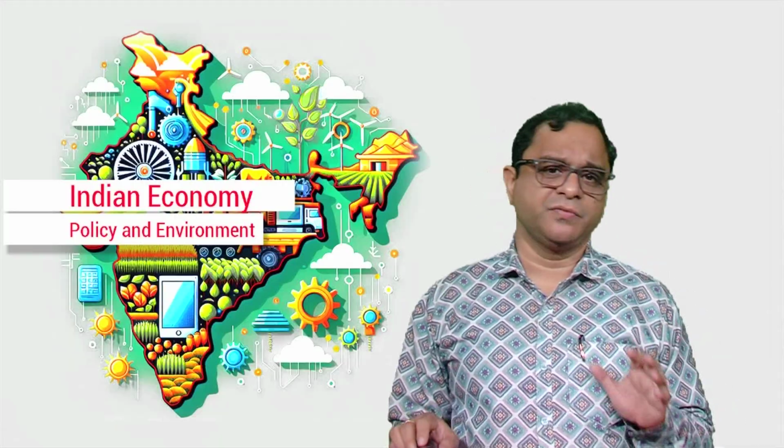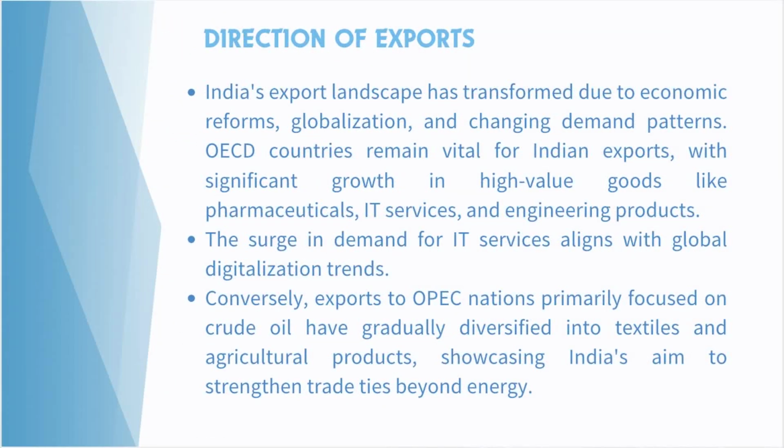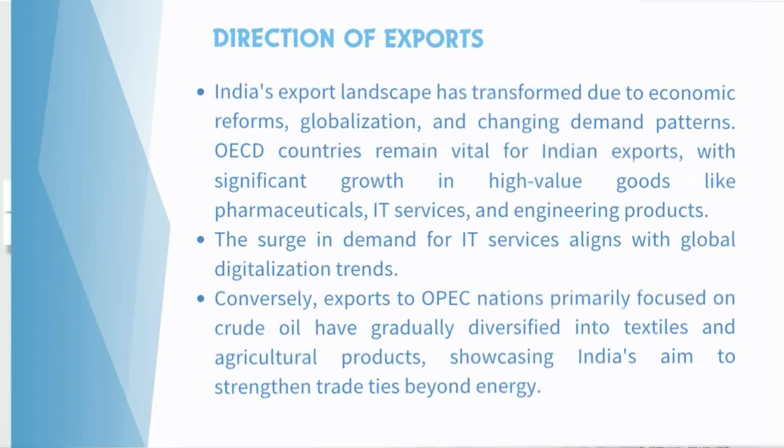Now let us see the direction of India's exports. India's export landscape has transformed due to economic reforms, globalization, and changing demand patterns. OECD countries remain vital for India's exports, with significant growth in high-value goods like pharmaceuticals, IT services, and engineering products. The surge of demand for IT services aligns with the global digitalization trend. Conversely, exports to OPEC countries, primarily focused on crude oil, have gradually diversified into textiles and agricultural products, showcasing India's aim to strengthen trade ties beyond the energy sector.